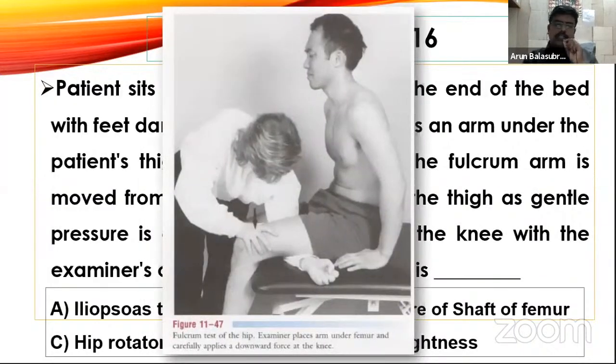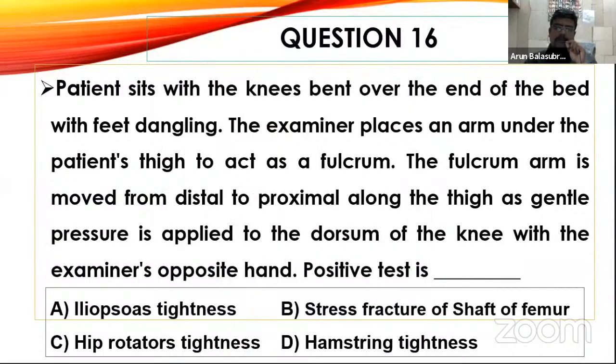You can look at the pictures. The patient has to sit erect. The examiner keeps one hand under the thigh bone, the other hand placed over the dorsum of the knee, and then presses down. If the patient complains of pain or difficulty, what does it indicate? It's iliopsoas tightness, hip rotator tightness, stress fracture, or hamstring tightness.